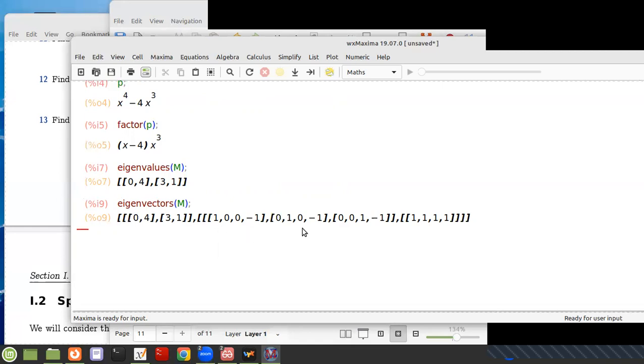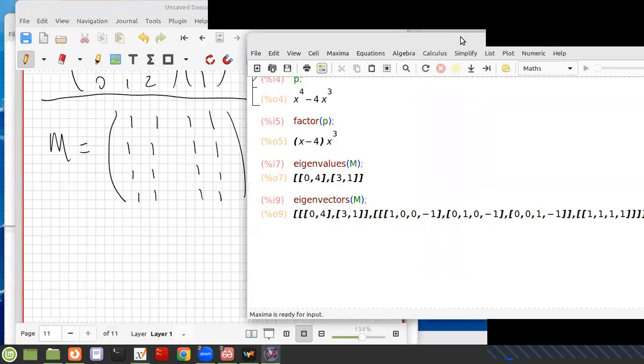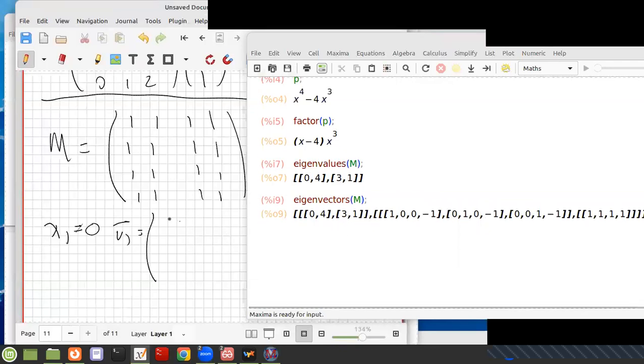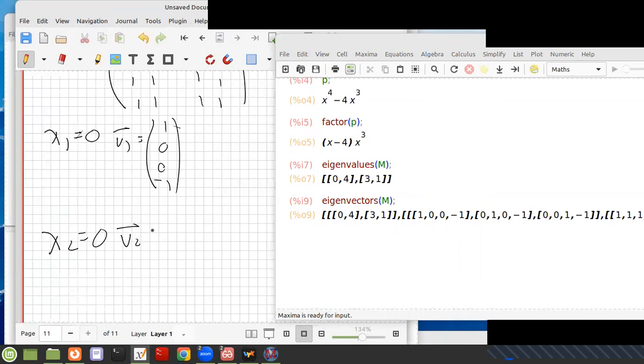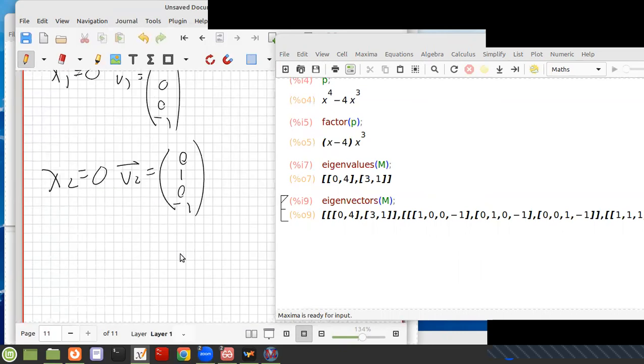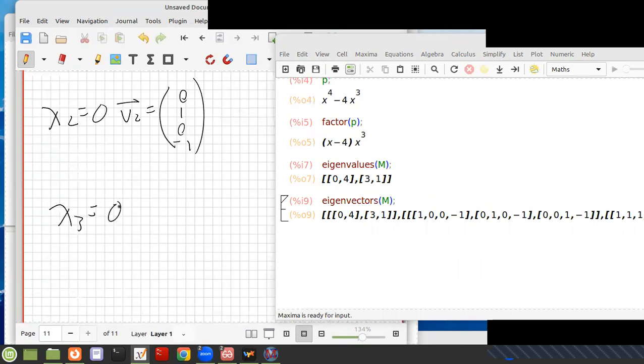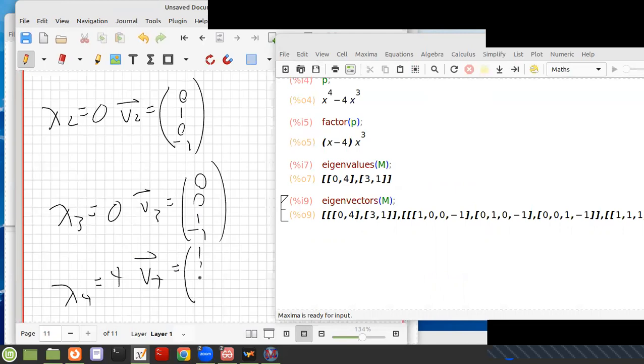So the first 3, to read them off, we have lambda 1 equals 0 with v1 equals (1, 0, 0, -1), and lambda 2 equals 0 with v2 equals (0, 1, 0, -1), and lambda 3 equals 0 with v3 equals (0, 0, 1, -1), and lambda 4 is 4 with v4 equaling (1, 1, 1, 1).